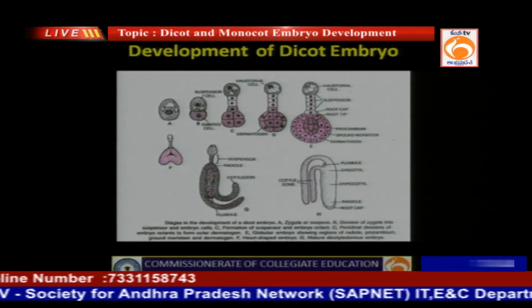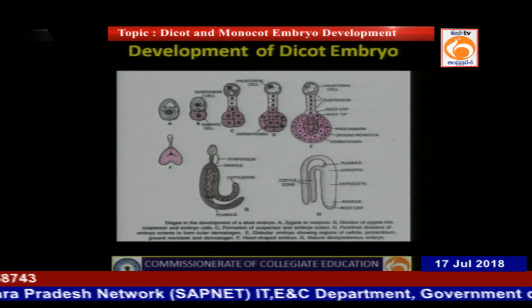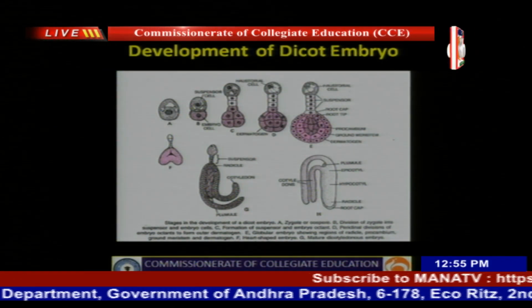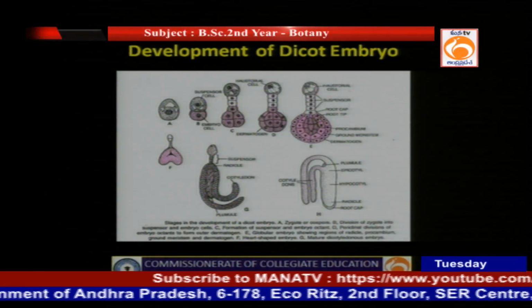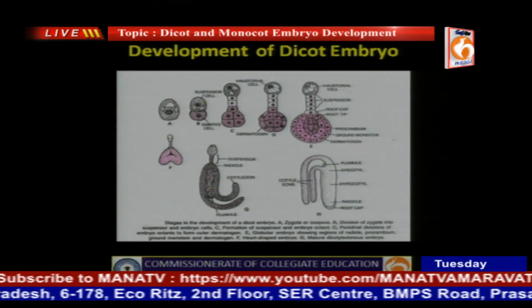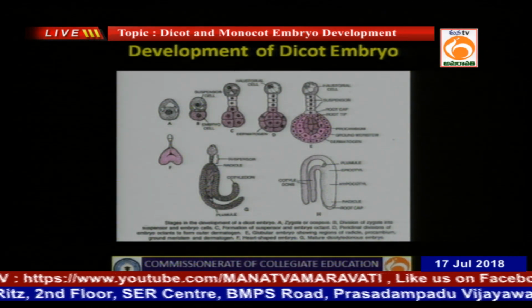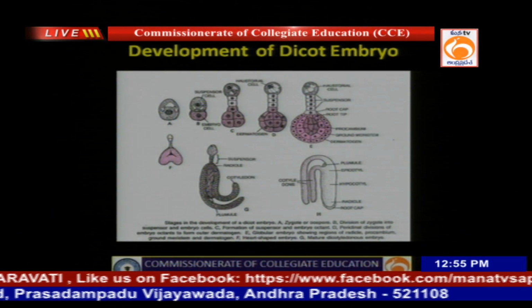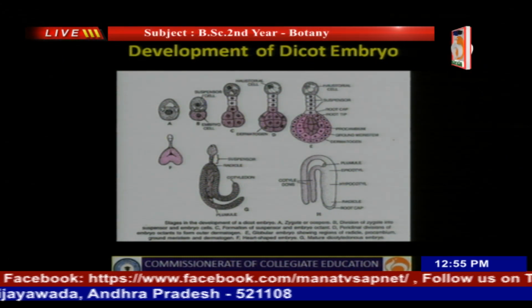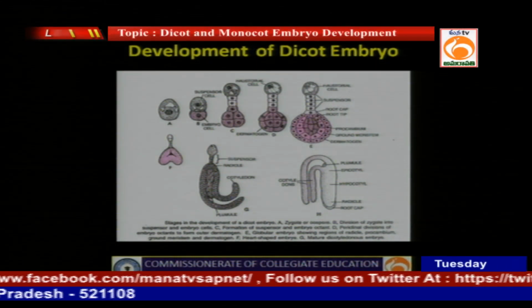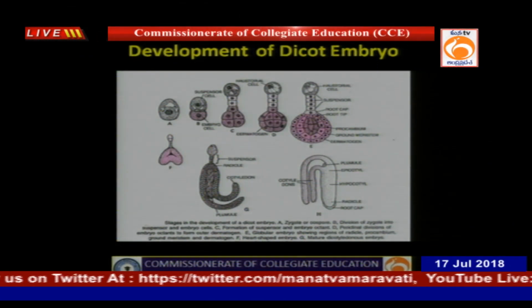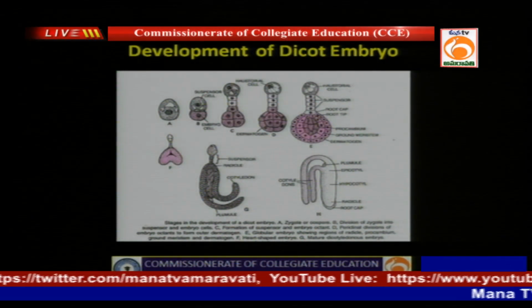In A, you are observing a small cell, that is the zygote. In a typical dicot embryo development, the zygote becomes enlarged and divides transversely to form two unequal cells. The larger cell is called the basal cell, which is called the suspensor cell, and the other cell lying towards the antipodal end is called the terminal cell or embryo cell.